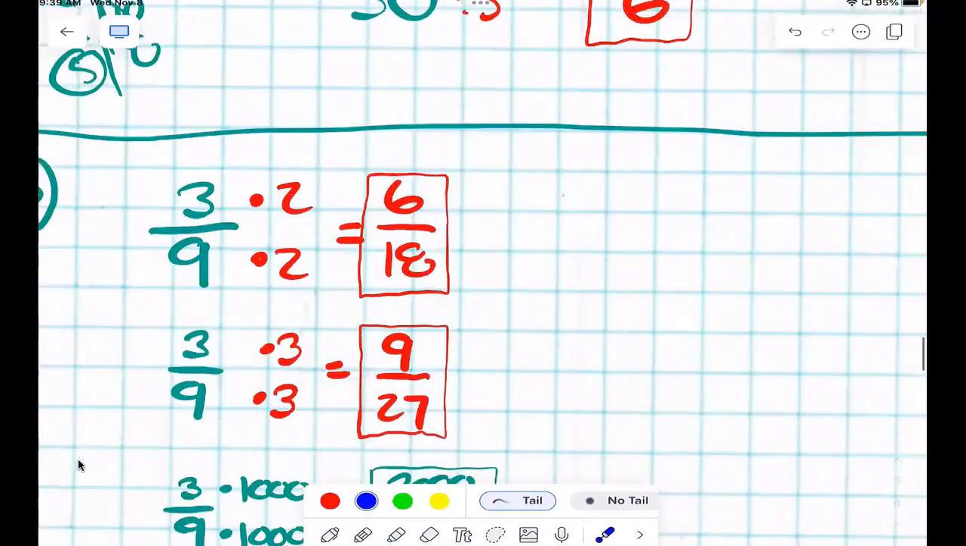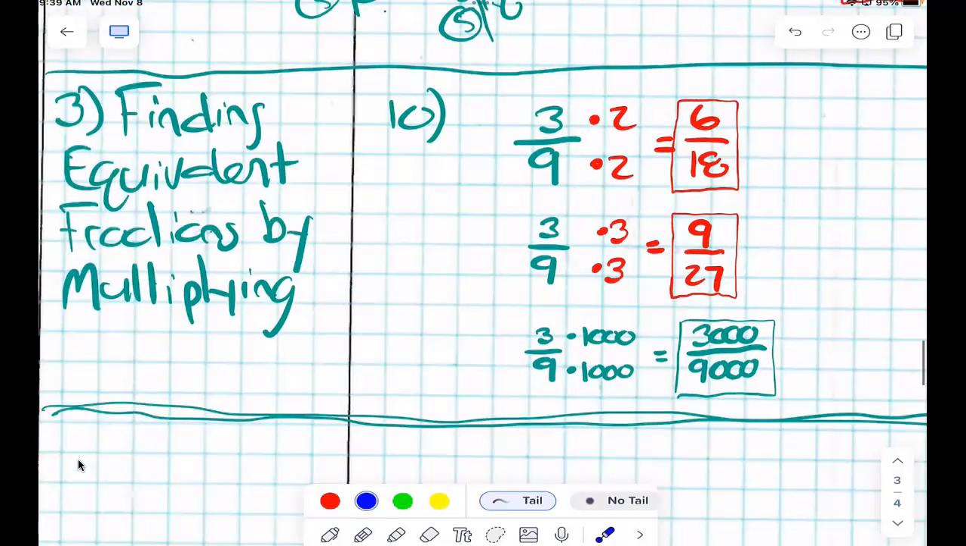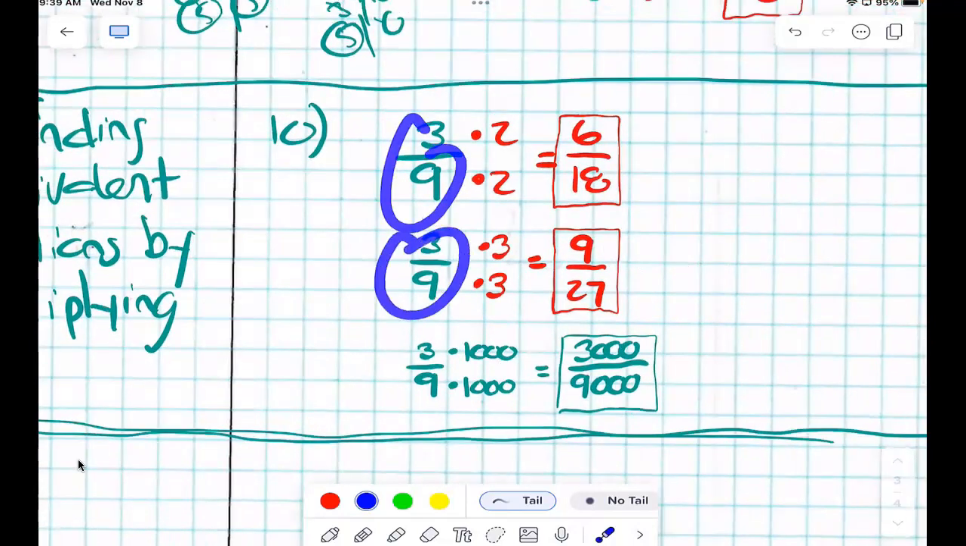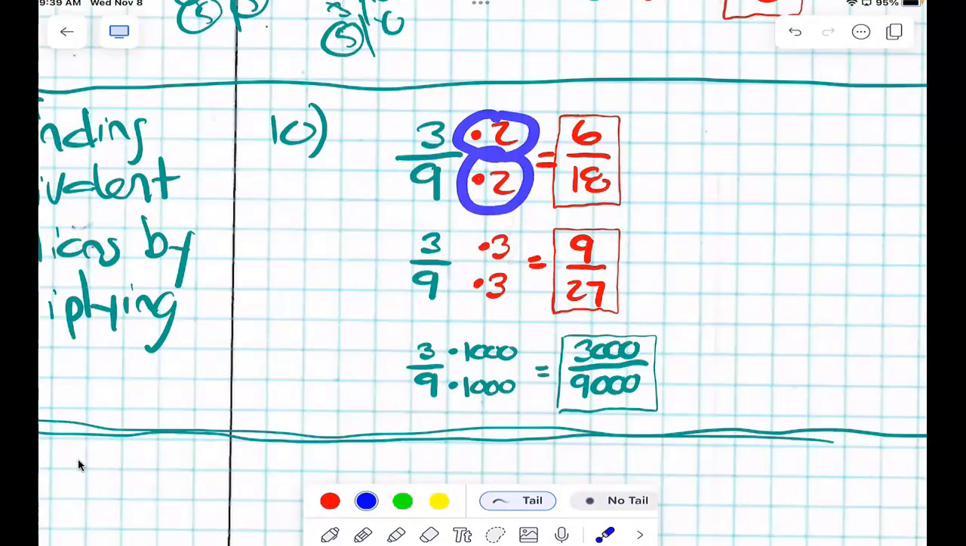Here's another example. Last thing. Finding equivalent fractions by using what? So really what we're saying is we use the same fraction 3 different times. If you multiply the top number and the bottom number by the same number, are you going to get an equivalent fraction?